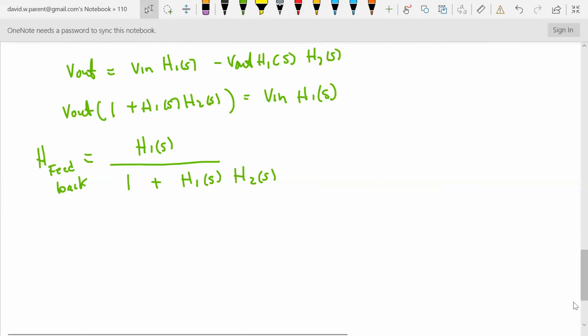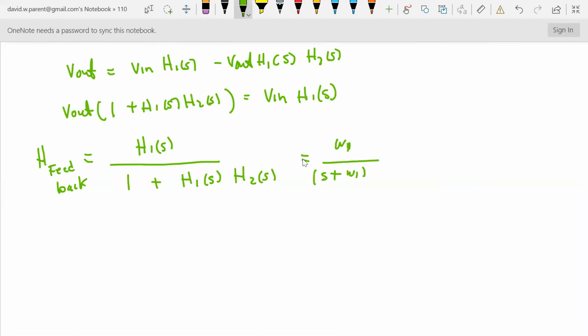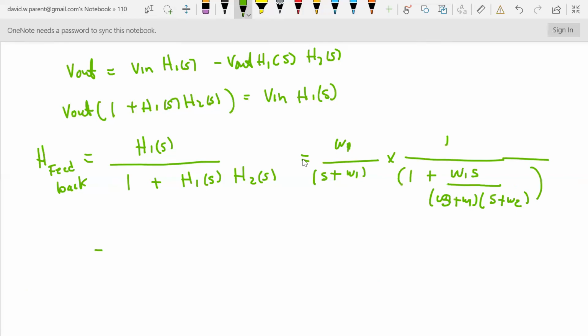Let's see what this looks like. So H1 of S is omega 1, excuse me, S plus omega 1, times 1 plus omega 1 S over S plus omega 1 times omega 2 over S plus omega 2.